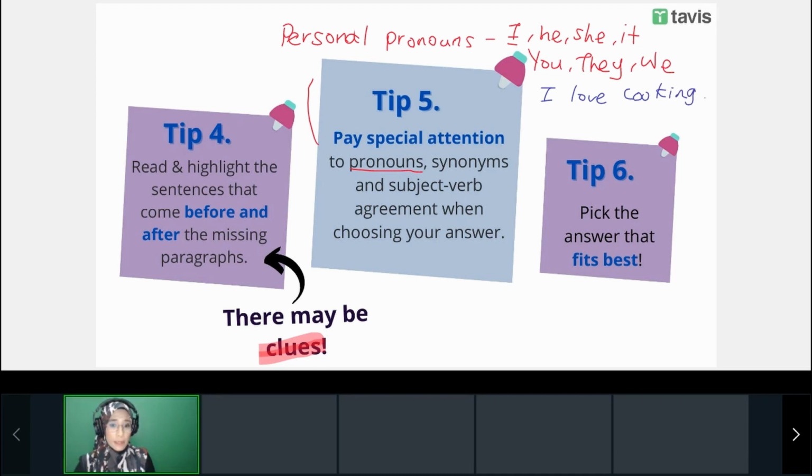This is a simple sentence where you have your subject, you have your verb, and then you have your object, but this is not an object. This is a complement. Okay, or a complement.